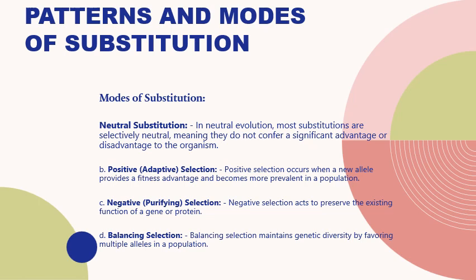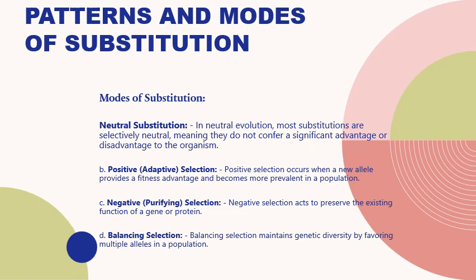Secondly, we'll talk about positive selection, also known as adaptive selection. Positive selection occurs when a new allele provides a fitness advantage and becomes more prevalent in the population. This results in an increased rate of non-synonymous substitutions, or amino acid changes.